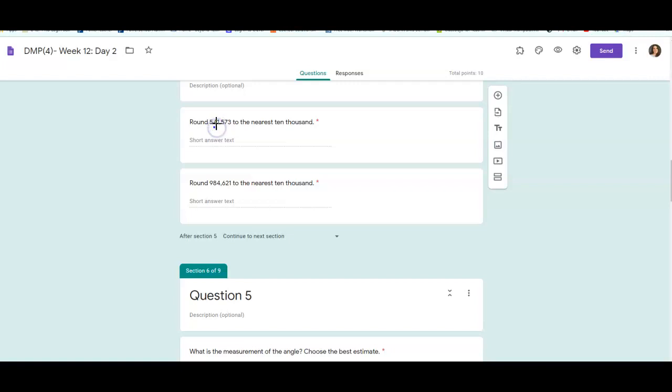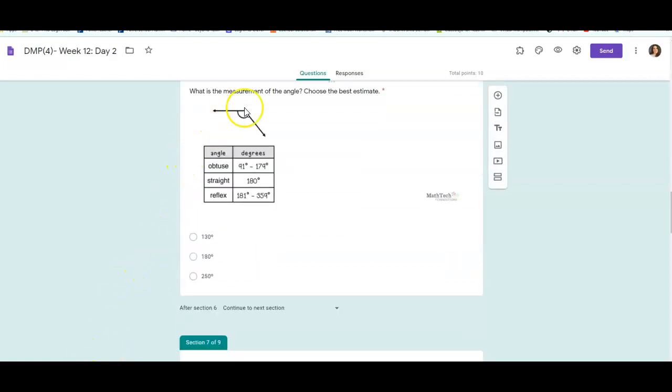Now I'm looking at the 1 to see, am I going to round that up or am I going to round that down? Remember that we keep the number in front of it. So is this going to become a 4, stay a 4, or is it going to become a 5 and turn everything else to zeros? Same thing here, round to the nearest 10,000s place. So ones, tens, hundreds, thousands, 10,000s.